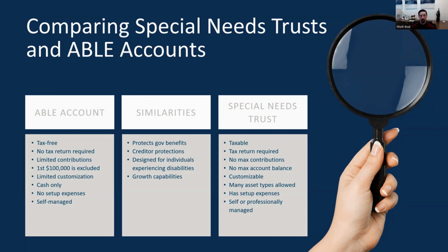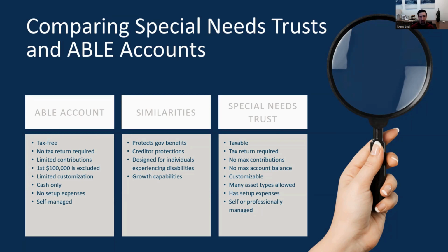ABLE accounts, only $18,000 can go into it per year unless you're working, and then the limit's a little higher. For special needs trust, there is not a limit, right? So it's a great tool and resource for those larger gifts and inheritance. ABLE accounts, only $100,000 is excluded for those means-tested government benefits.